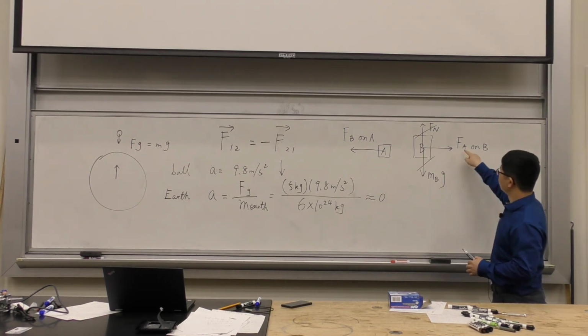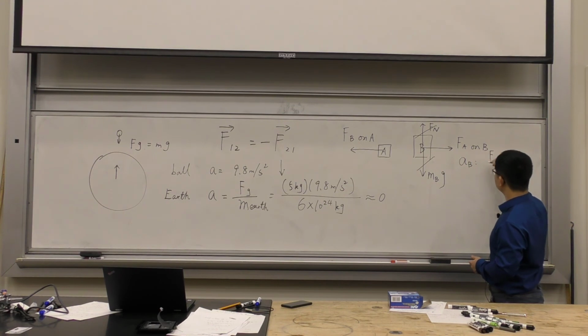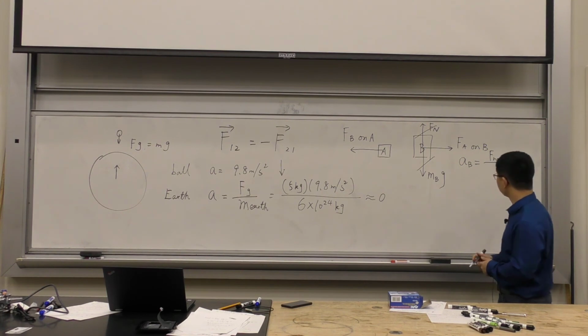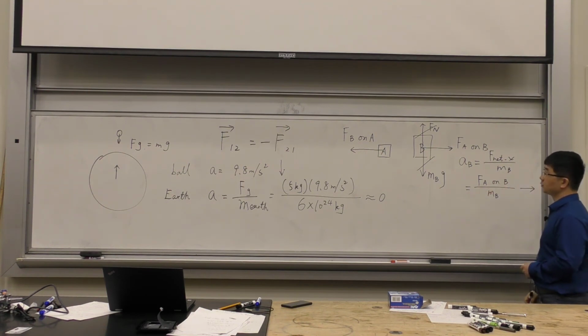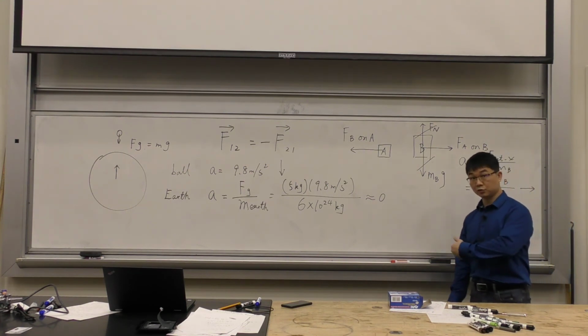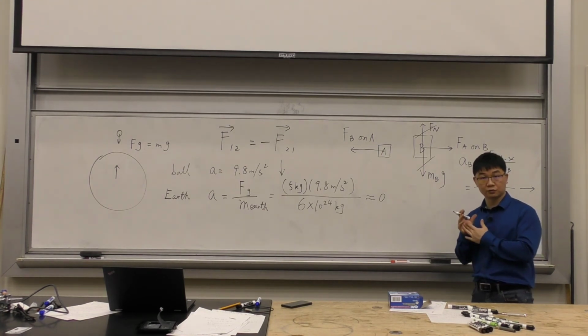In the x direction, there is a net force. So B is going to have an acceleration, which is going to be equal to the net force in the x direction divided by the mass of B, which is just going to be the force from A on B divided by the mass of B. And of course, it's going to be to the right, because this force is to the right. So B is going to be moving to the right. Agrees with our experience. If you do the experiment on the surface, B will move to the right.